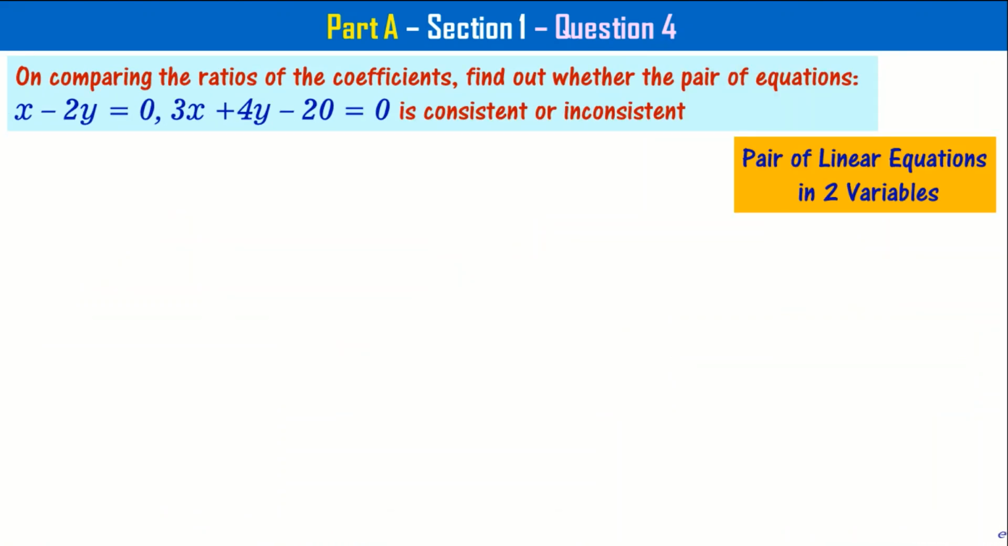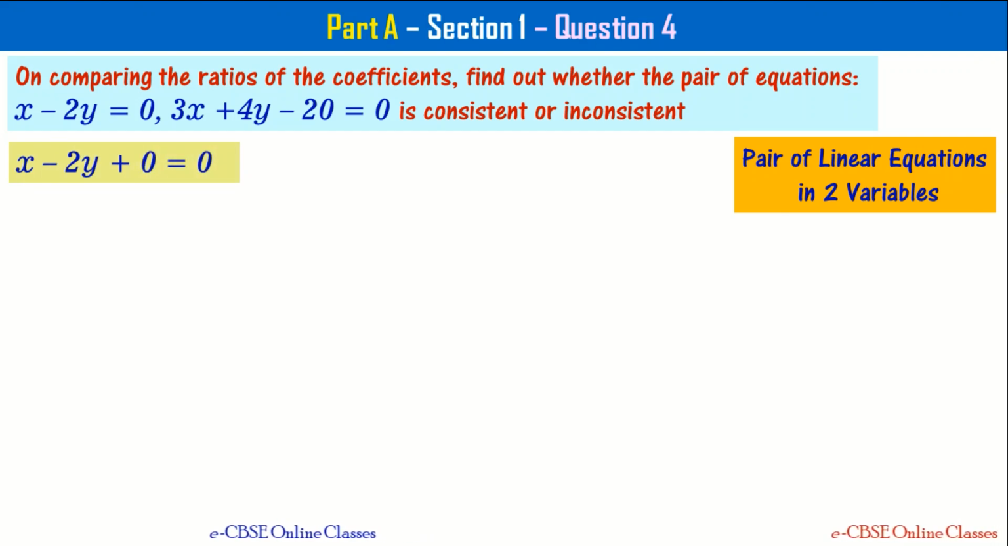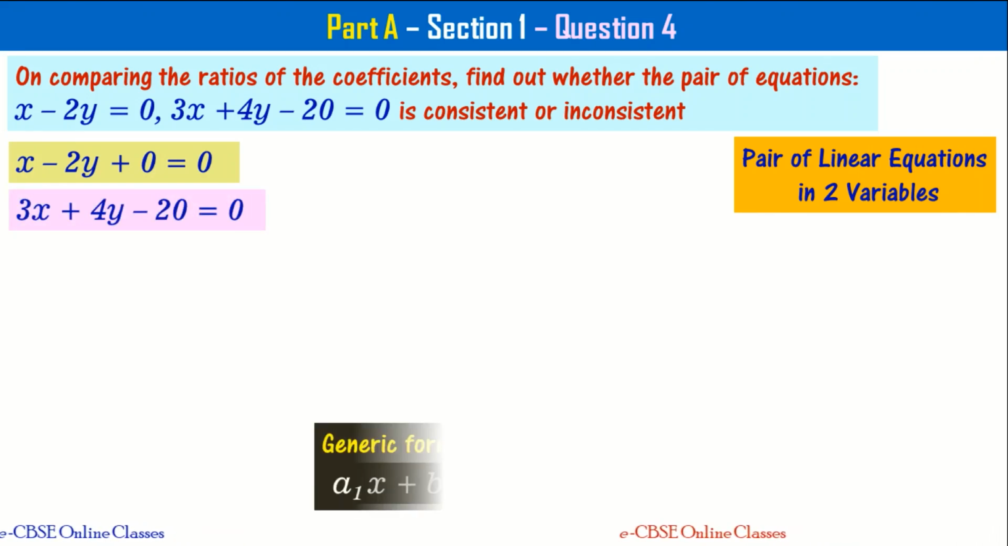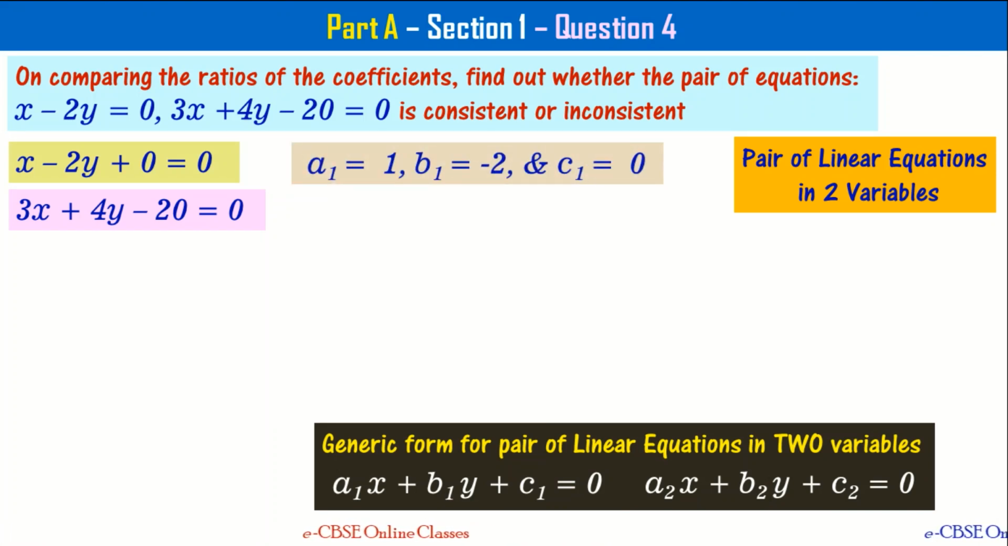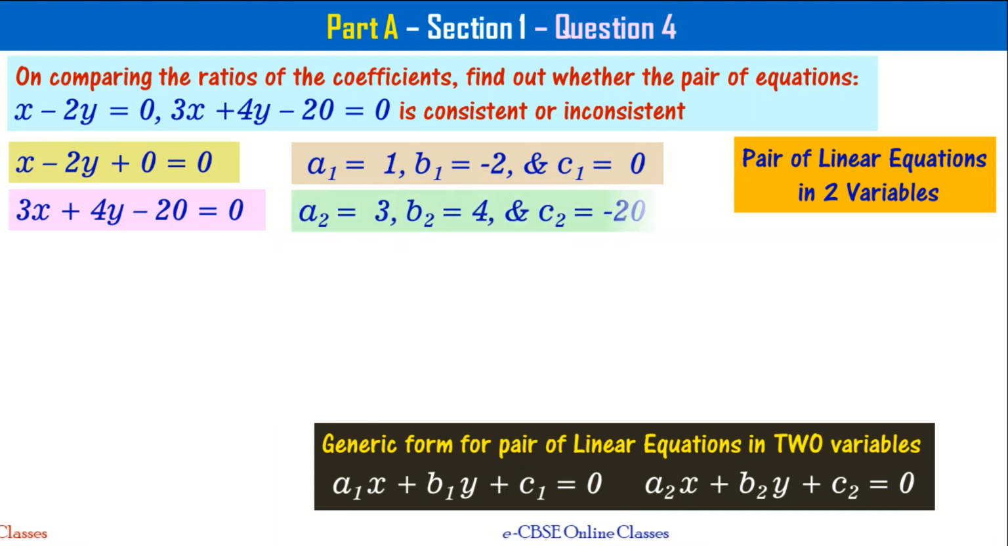And let's go back to the problem given. The first equation I am writing as x minus 2y plus 0 equal to 0. And the second equation I am keeping as is. And let's now compare the first equation with a1x plus b1y plus c1 equal to 0 to get a1 equal to 1, b1 equal to minus 2 and c1 equal to 0. When you compare the second equation with a2x plus b2y plus c2 equal to 0, you get a2 equal to 3, b2 equal to 4 and c2 equal to minus 20.